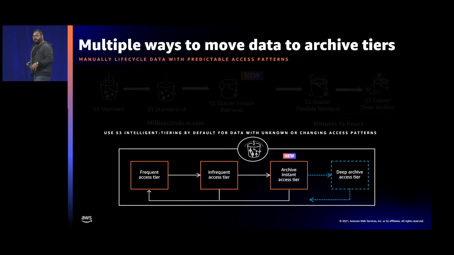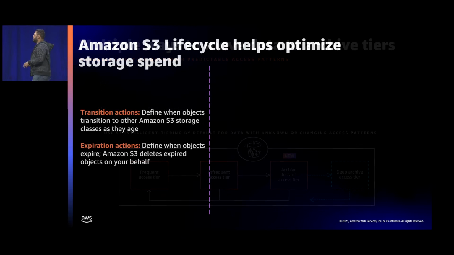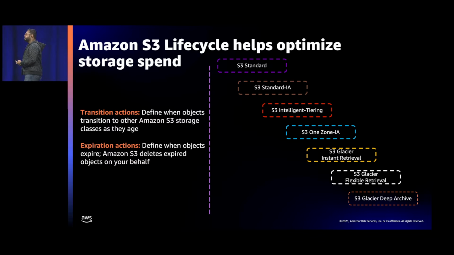So today I want to talk specifically about S3 Lifecycle. S3 Lifecycle gives you two types of action. The first one is transition action, where you can define when your objects need to move from S3 Standard or other storage classes to more cost-efficient storage classes. The second action that S3 Lifecycle does for you is expiration actions, where you can define when objects are deleted when you no longer need them.